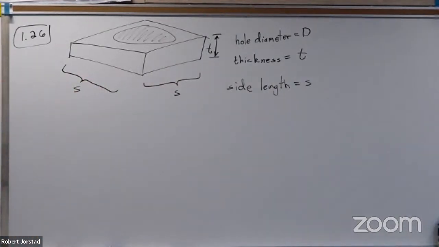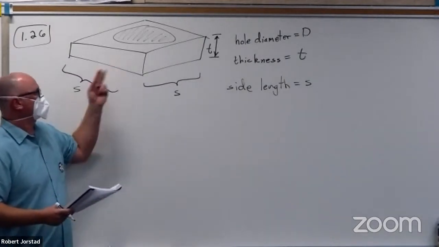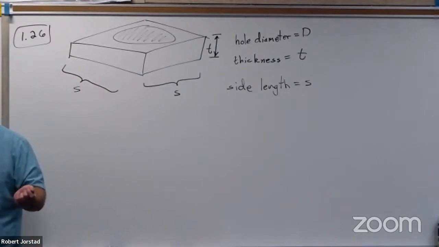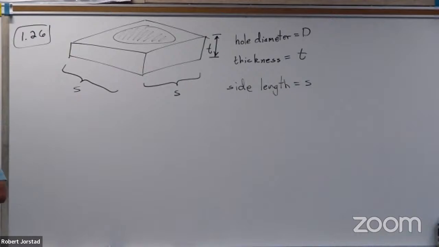We're going to ignore the threads. Maybe it hasn't been threaded yet. So this is just a piece of metal. It's basically a square plate with a hole in it. If we can't handle this, how are we going to handle physics, right?